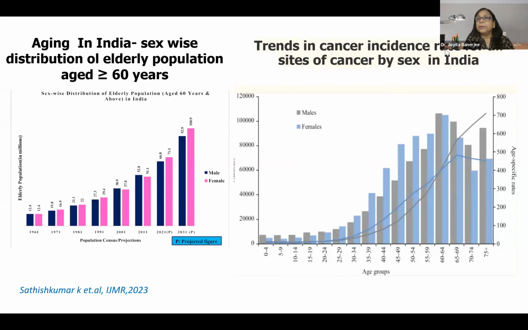So coming to the Indian scenario, we see how the population is aging in India. By 2031, there will be about 100.9 million older females above 60 and 92.9 million older males above 60. The females will outlive the males. And on the right side, we see how cancers are increasing with increasing age. In males, it is increasing exponentially, but in females, maybe after 75 years, it does slow down a bit.